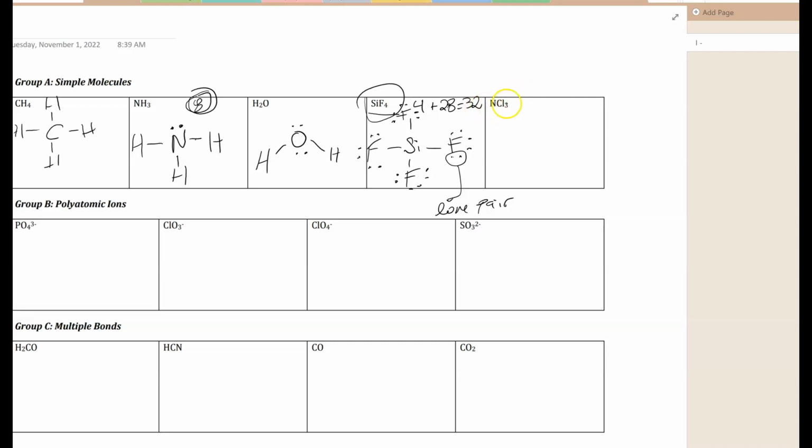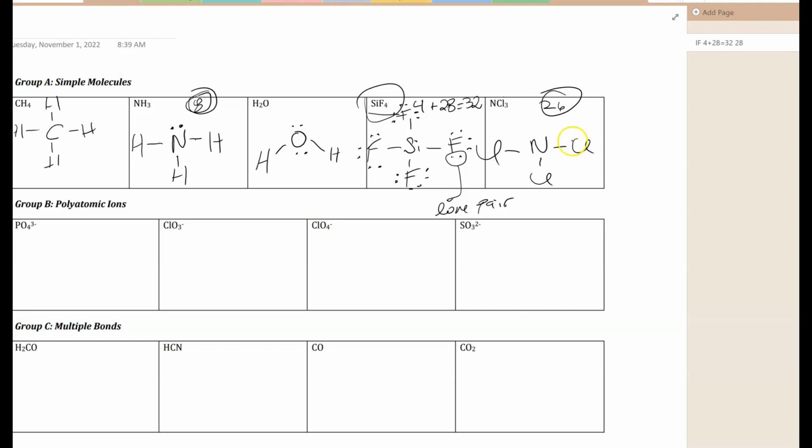All right, next one is nitrogen with 3 chlorine atoms. So you have nitrogen, group 15, 5 valence. Chlorine is group 17, 7 valence, 21 plus 5, 26 valence electrons. So put nitrogen in the middle. You have 1, 2, 3 chlorines. Okay, that's 6 electrons. Now I have 20 more electrons to account for.